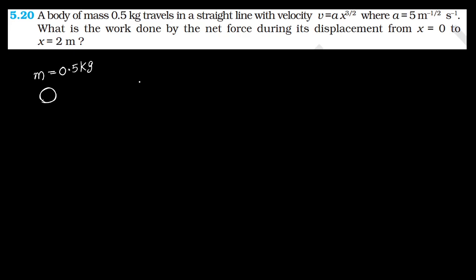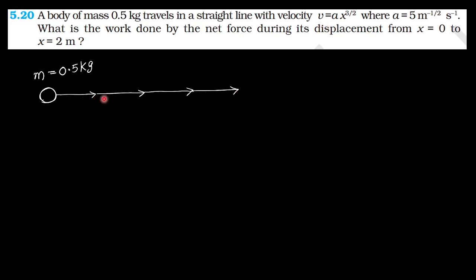Travels in a straight line. This body is traveling along a straight line. If the diagram is not there, you cannot understand the problem, okay? A body of mass 0.5 kg traveling along a line. The velocity is given by the formula. It is a tough question taken from NCERT.